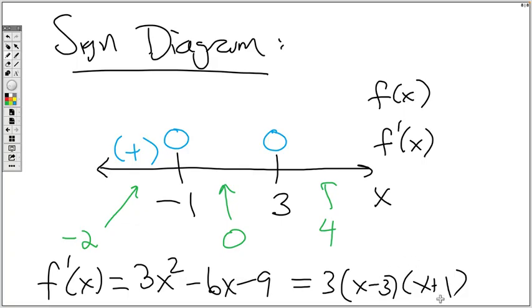Negative times a positive, so that means this whole thing is going to be negative. And when you plug in a 4, you've got a positive 3. That's going to be a positive, and this is going to be a positive, so that's going to be a positive. And now let's interpret what that means in terms of the graph of f.